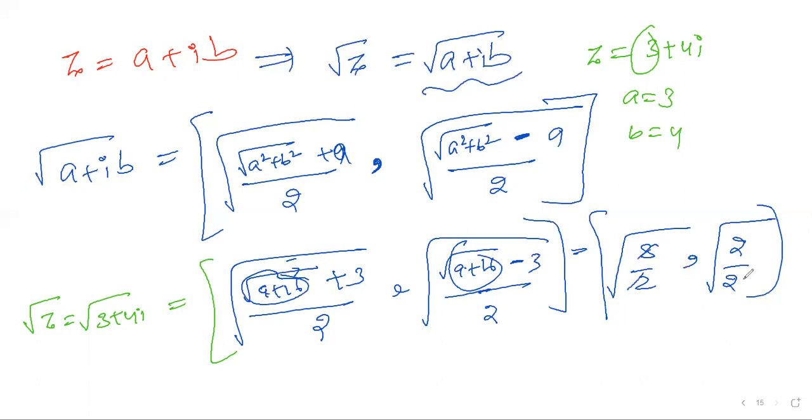So 4 and 1, and 1 and 1. The answer is how much? Root 4, the answer is 2. Root 1, the answer is 1 only.